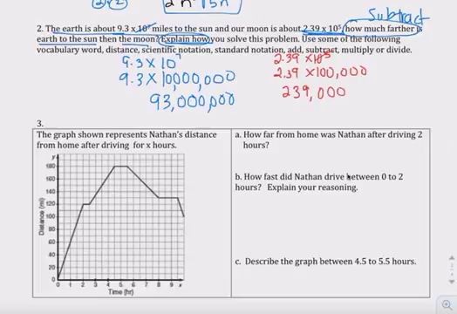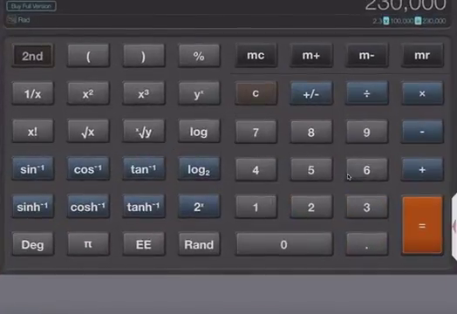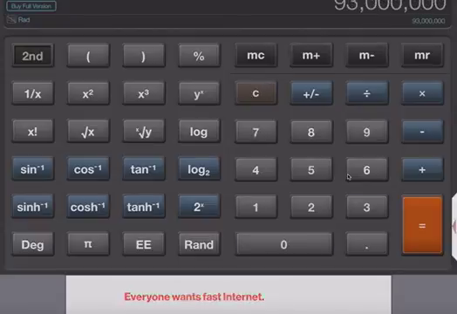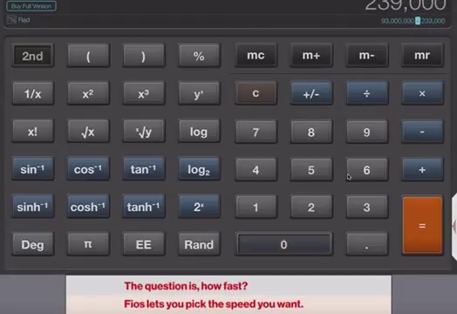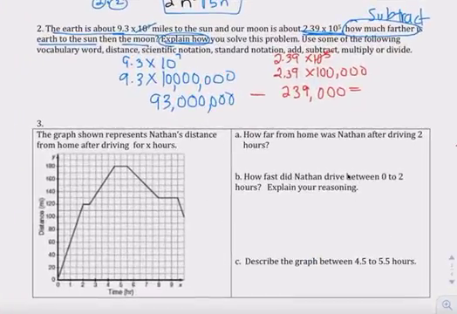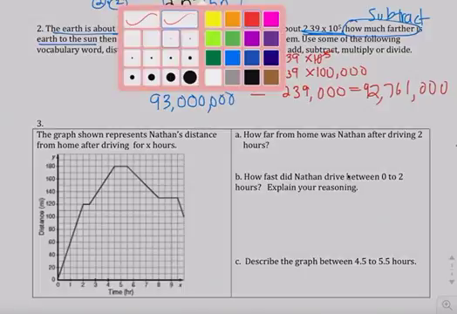Okay? So how much further is it, the Earth to the Sun, than it is the Moon? You have to subtract those two numbers. So 93 million minus 239,000. Okay, so clear. 93 million minus 239,000 equals 92,761,000 miles.